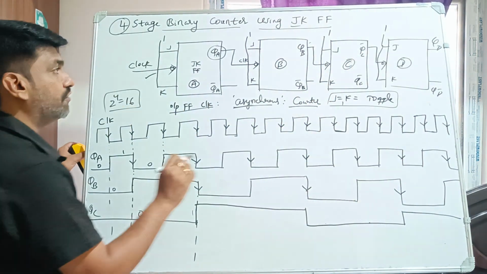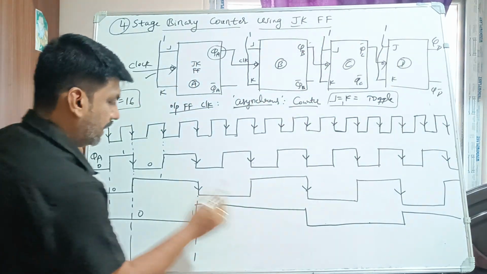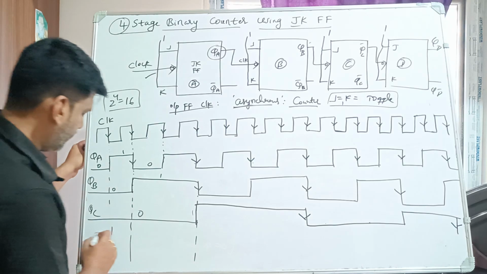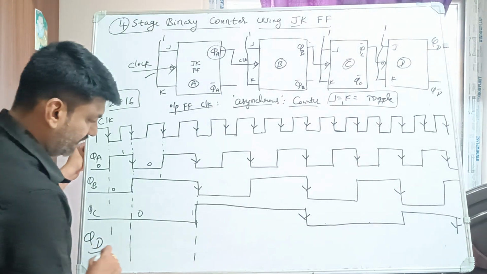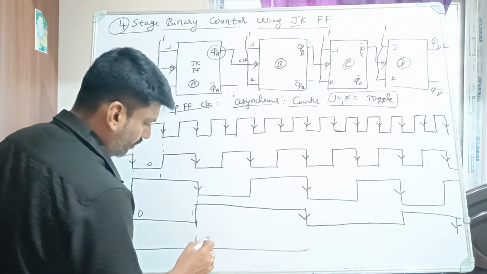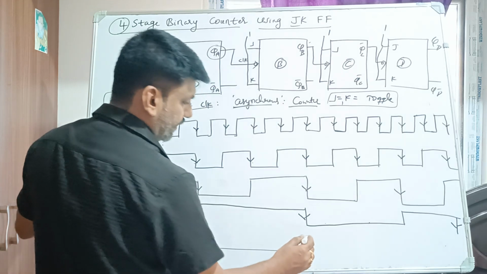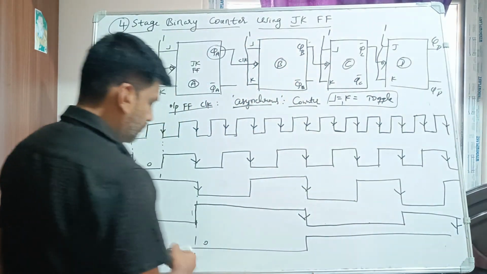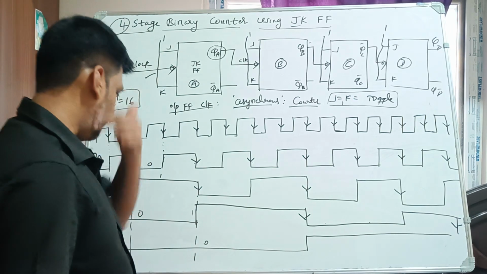So now I should feed this to the last one, so that I can see what is the negative edge for this. So here I should draw QD, which is going to be 0 up to this part. Then after that it is going to be 1 till the next negative edge, right? So this is how we should get the diagram, right?